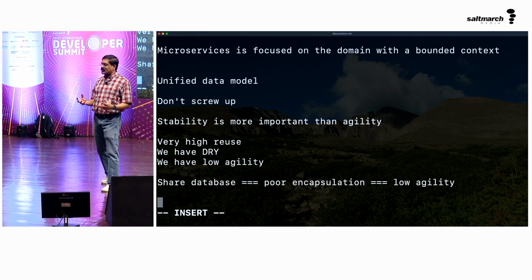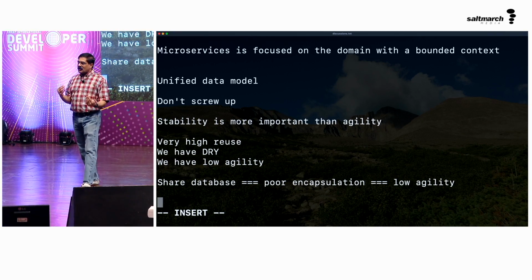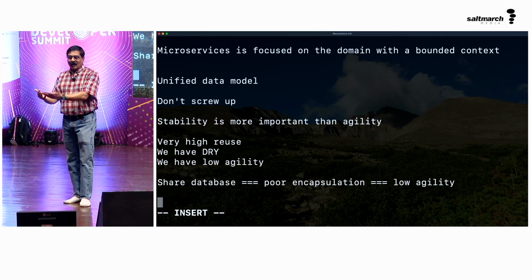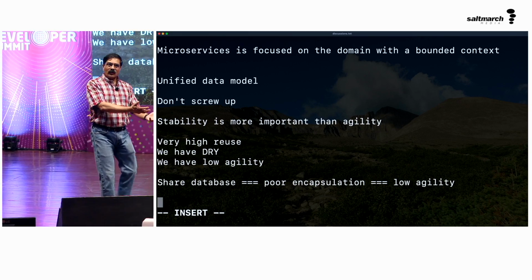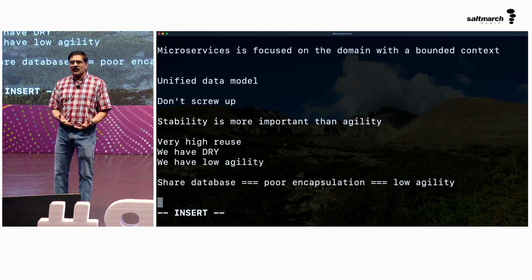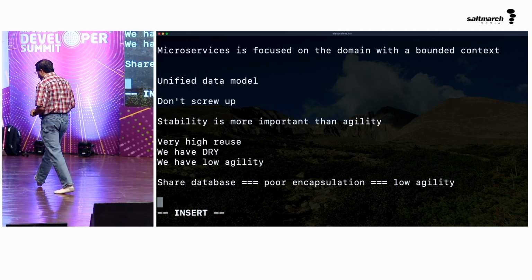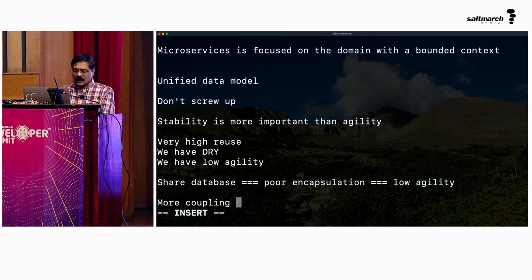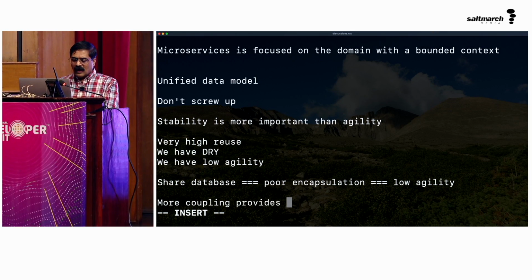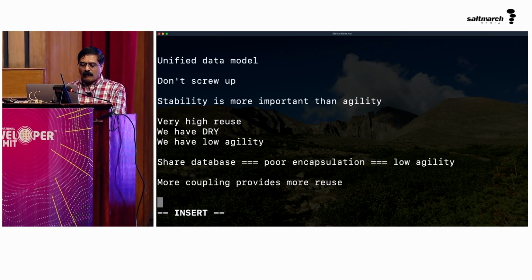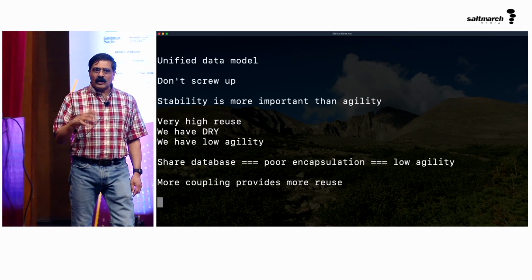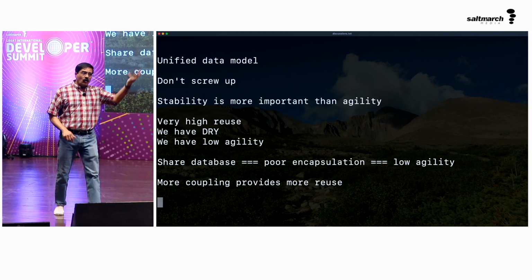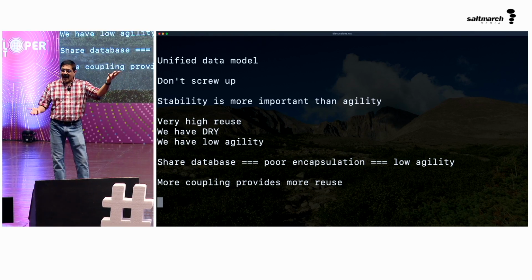So the key here is, now all of a sudden you realize there is a huge design trade-off. You can have low encapsulation, low agility, but you can have more reuse and more DRY. Or you say, maybe I want to rethink this trade-off. If I were to, let's say, have more coupling, it provides more reuse. But if I ask you, should I have high coupling or low coupling? You're going to say low coupling. But if I ask you, do you want more reuse or less reuse? You want more reuse. But that's a contradiction.